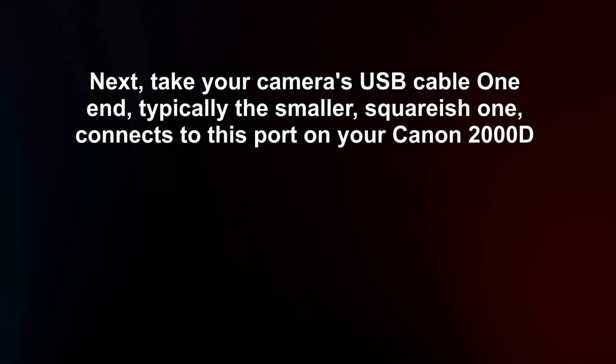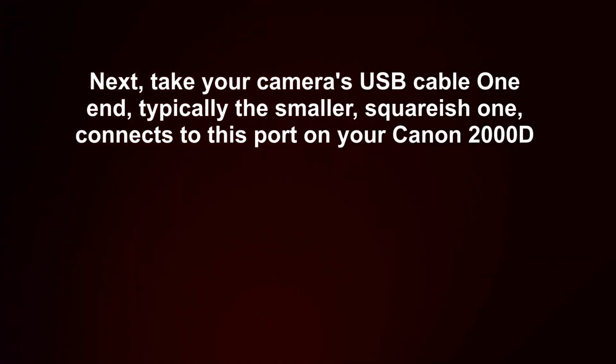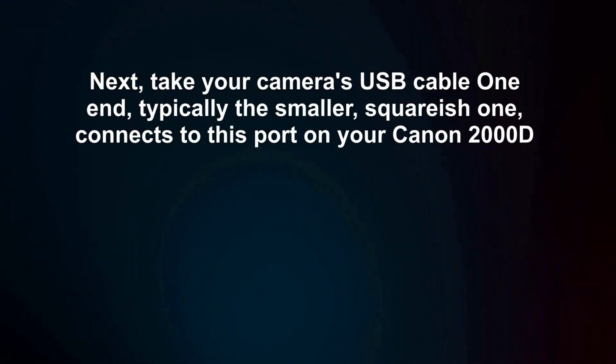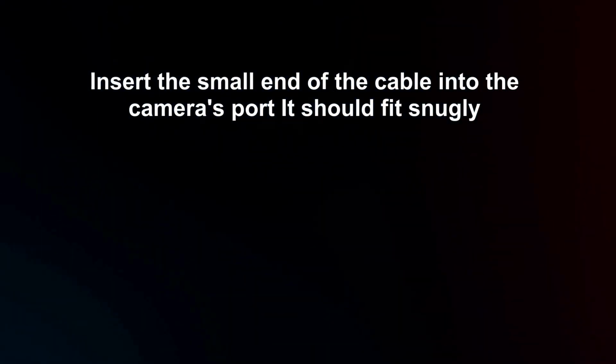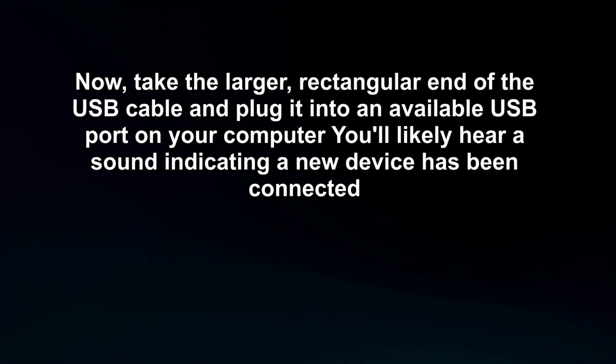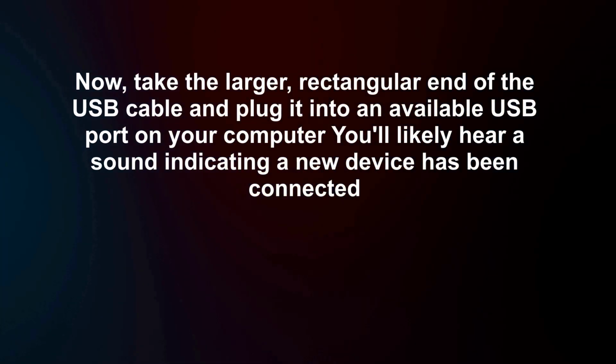Next, take your camera's USB cable. One end, typically the smaller, squarish one, connects to this port on your Canon 2000d. Insert the small end of the cable into the camera's port. It should fit snugly. Now, take the larger, rectangular end of the USB cable and plug it into an available USB port on your computer.